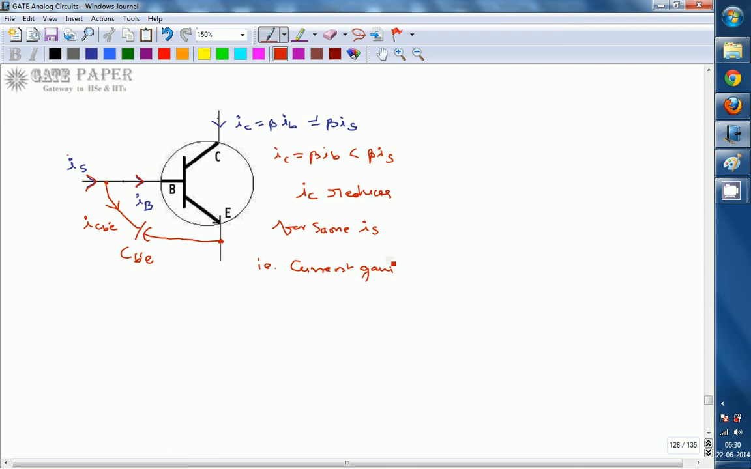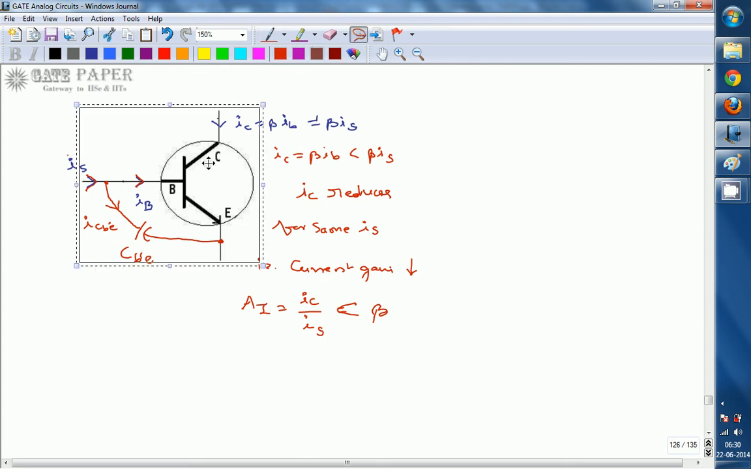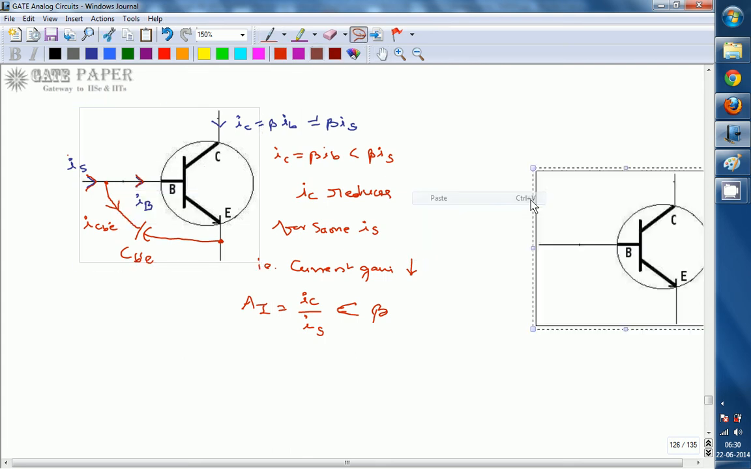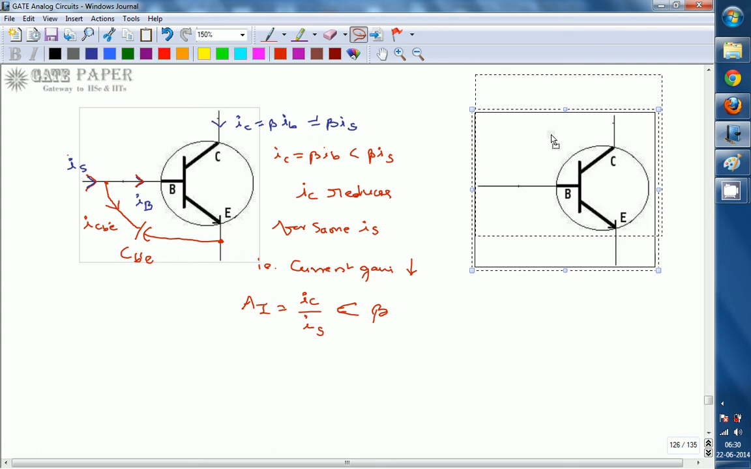Collector current is less, that implies the current gain is less. Previously, IC by IS was the current gain. The current gain AI is IC by IS, which is beta without this capacitor, and now it is going to be lesser than the beta value with this internal capacitance, that implies the current gain reduces. Similarly, if you consider the other one, we can write it like this.